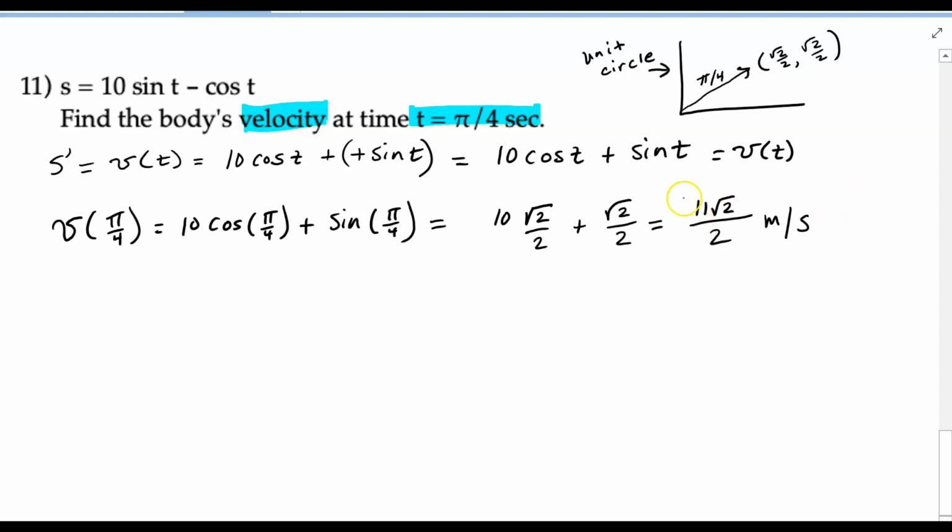So that's about it for this application of a trig problem here, a trig derivative anyways.